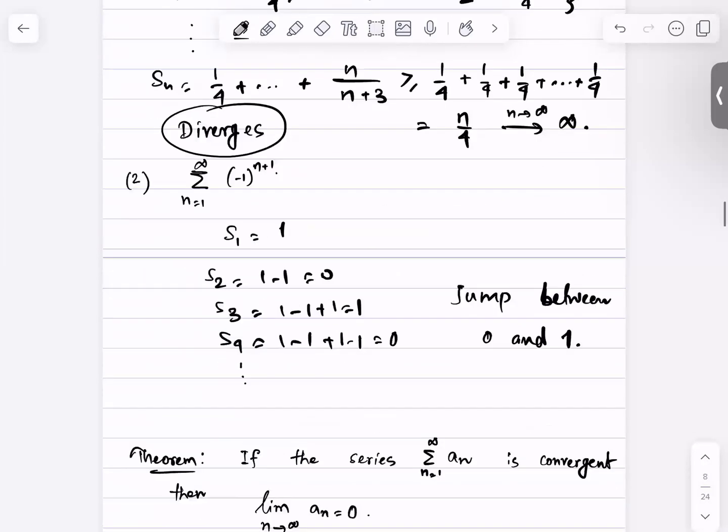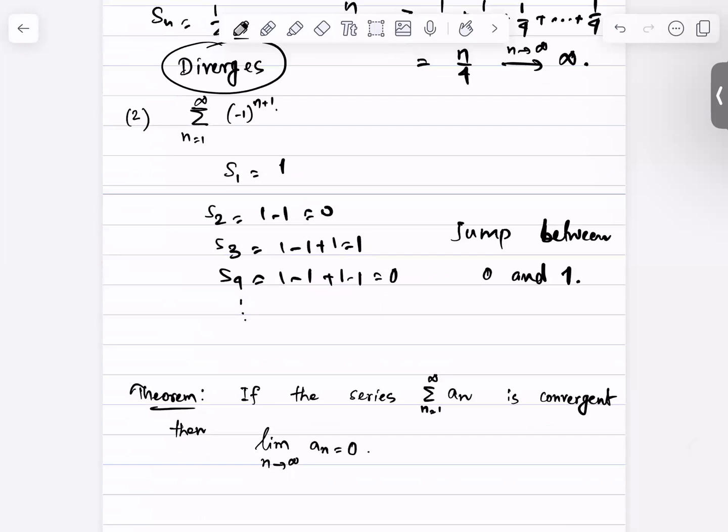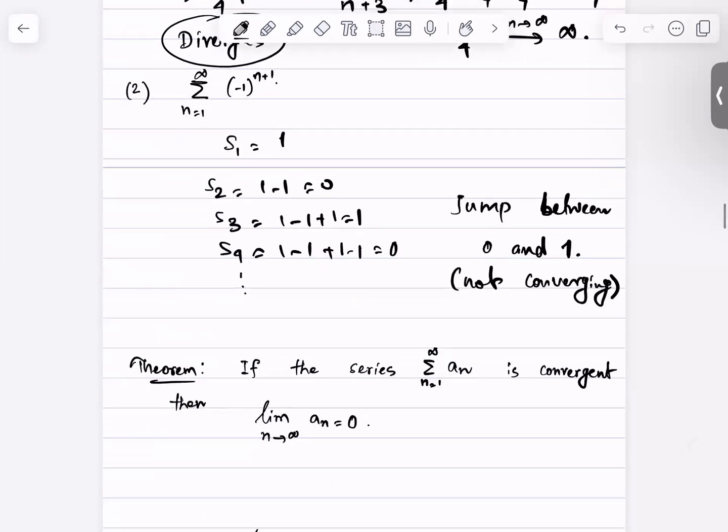This jumps between 0 and 1, so therefore, obviously, this is not converging. And as this is not converging, the n partial sequence of the series is not converging, so therefore, the series will obviously diverge.